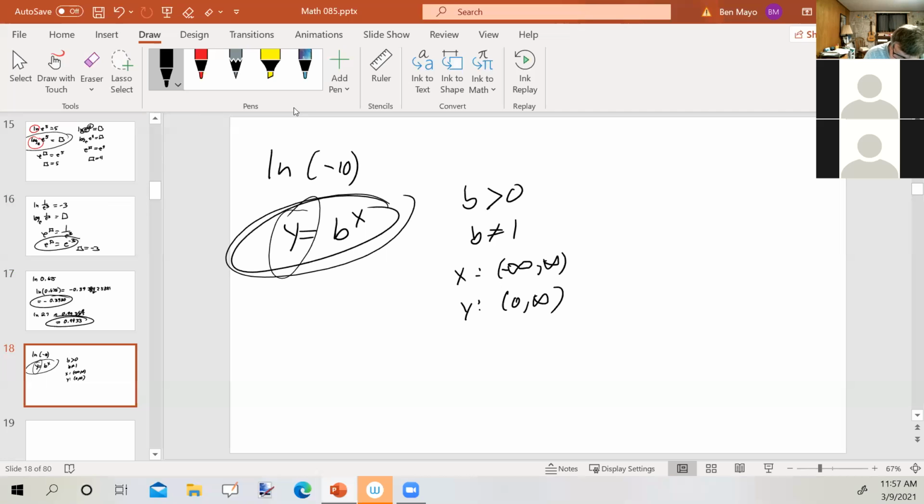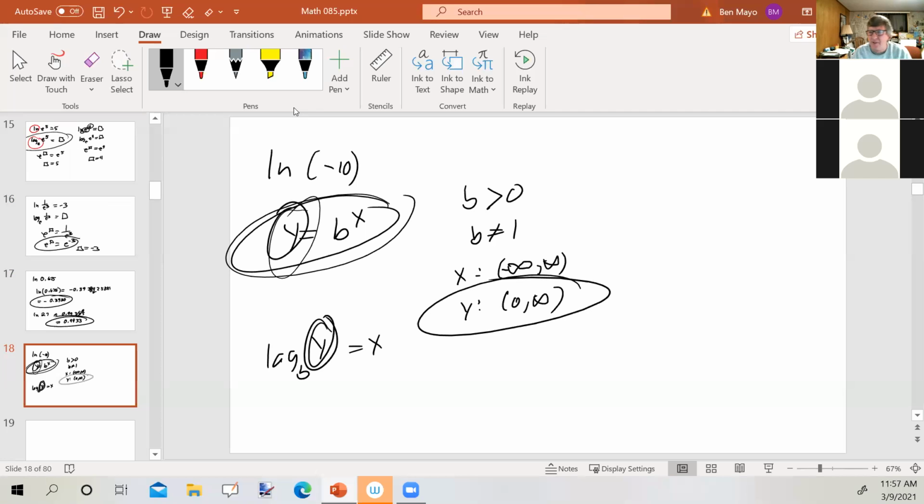Well, if we take that and we change it into a logarithmic equation, we get log base b of y equals x. This is the same y that was, so it has the same restrictions, which means that the quantity we take the log of has to be positive. So we can't take the log or the natural log of a negative number, which is why when I did this, it gave me a domain error. All right.